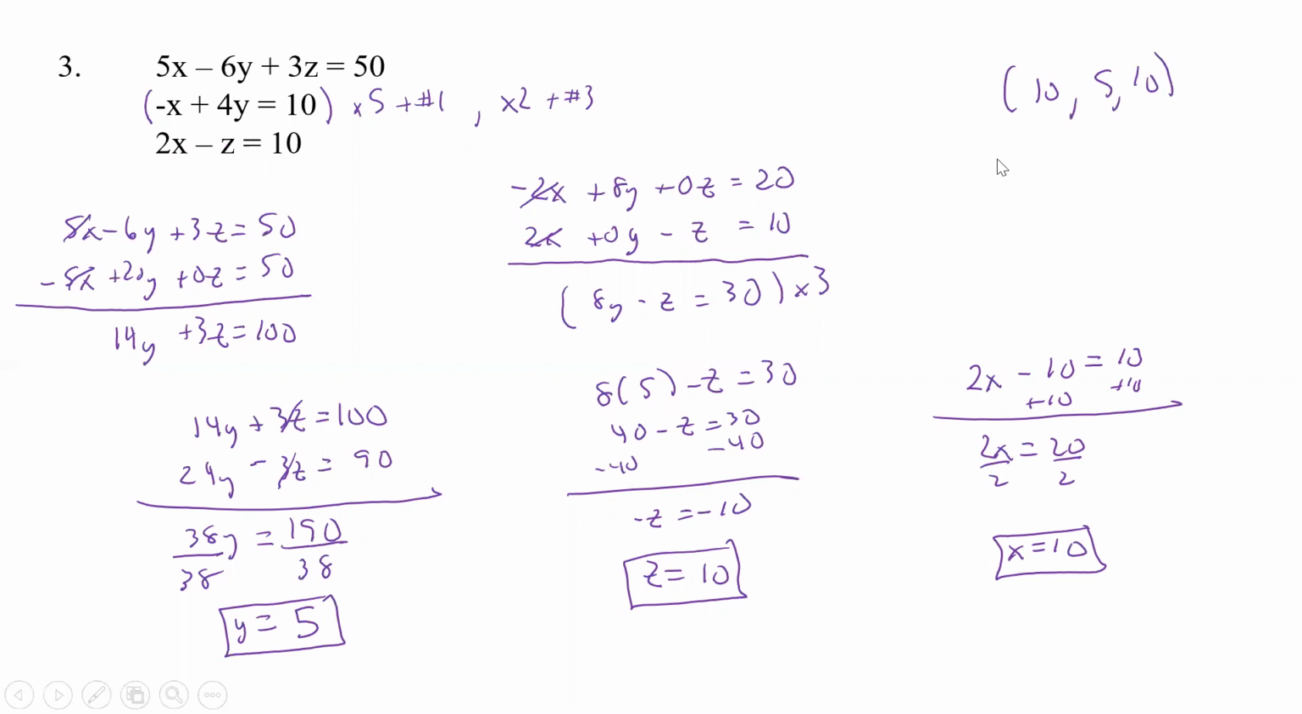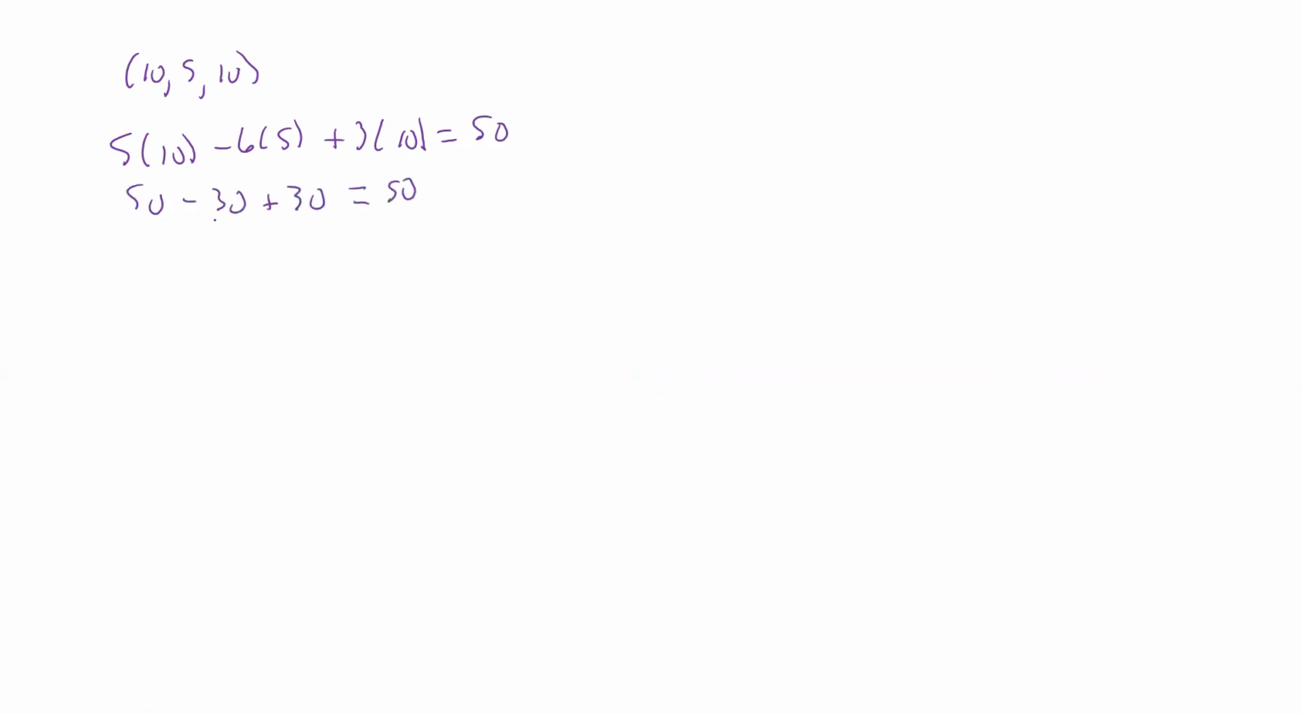Okay, so now let's do the check on the next page. And so I'll look at these and then write them on the next page. So I have 10, 5, 10. And so then it was 5 times 10, then minus 6 times 5, plus 3 times 10 again. And that was equal to 50. So 50 minus 30 plus 30 equals 50. Well, that cancels that, so 50 equals 50, so that one works.